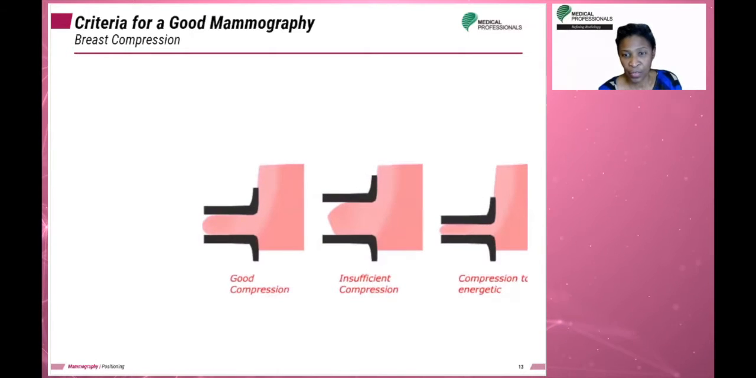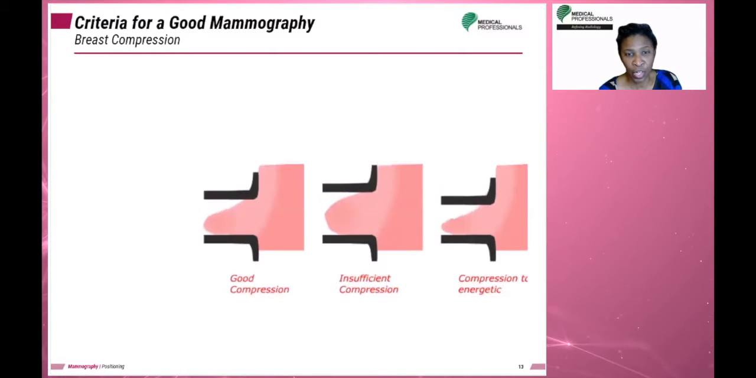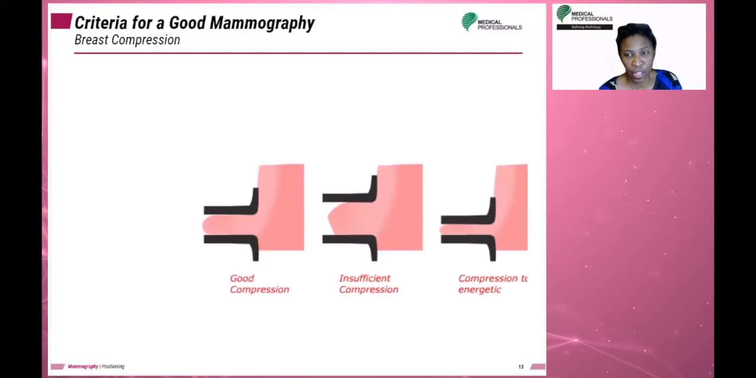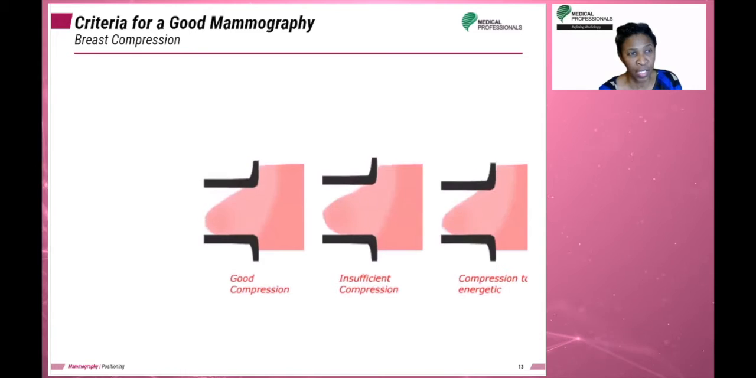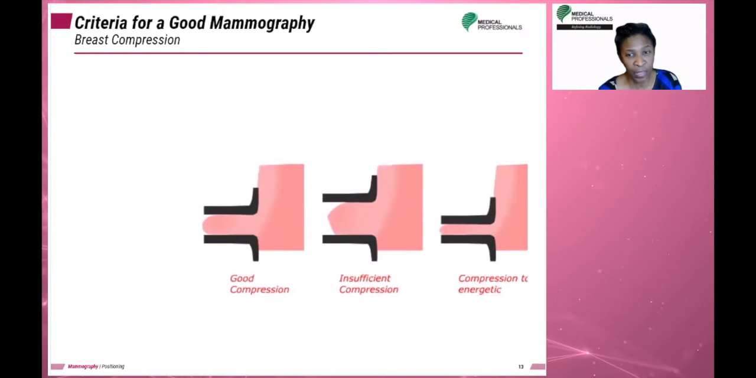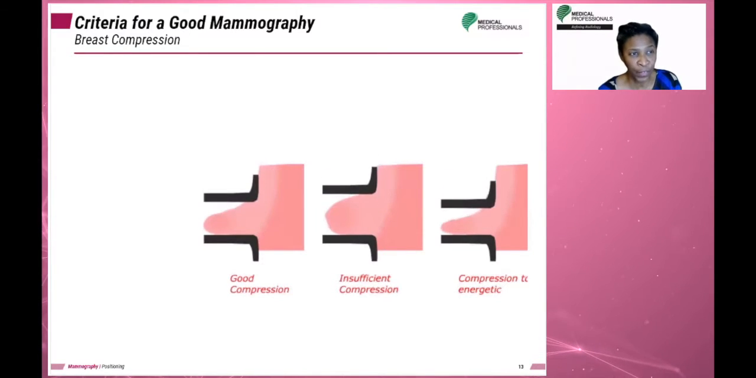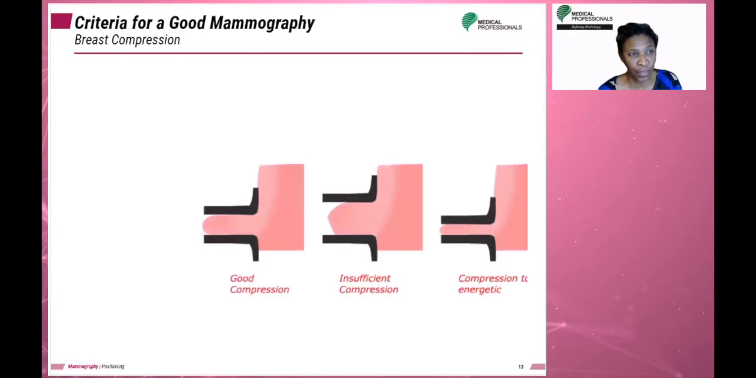So here we have showing compression: good compression, insufficient compression, and compression that might be a little bit too energetic. Again, you are going to assess each patient. You don't get the same compression for everybody. You're going to assess each patient and give compression until the breast is taut. But if the breast is very painful, then you need to stop, find out why before possibly resuming or possibly rescheduling that breast exam.